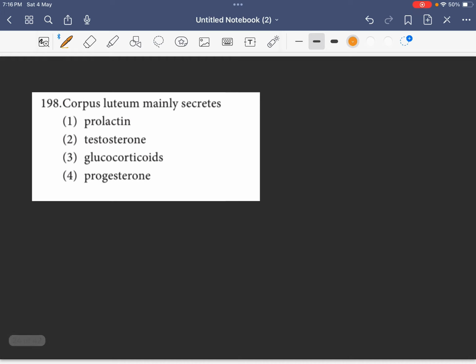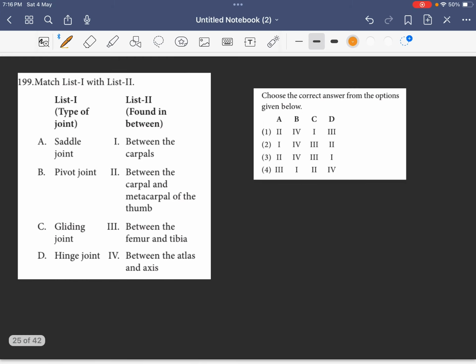Corpus luteum is only meant for which one? Progesterone synthesis. So answer is 4. Very quick, very easy. Saddle joint, of course, goes between the carpal and the metacarpal of the thumb. Pivot joint between the axis and the atlas of your vertebrae. Gliding joint between your carpals, and hinge joint between the femur and tibia.